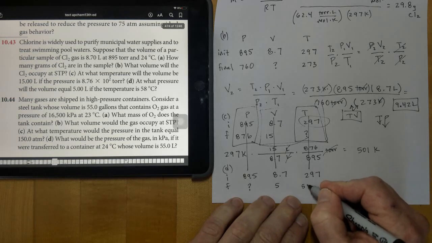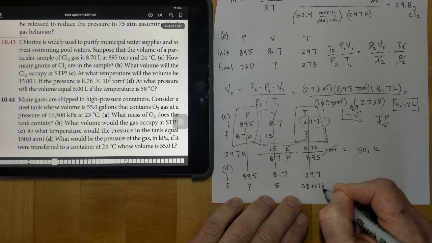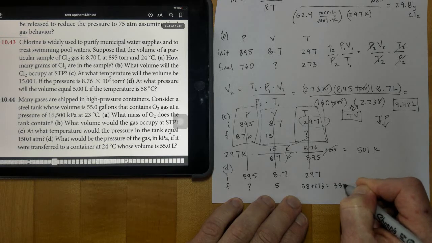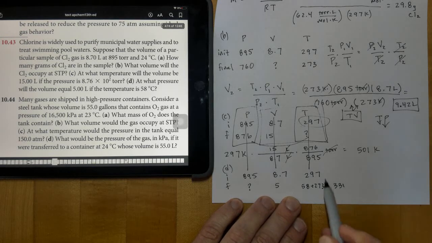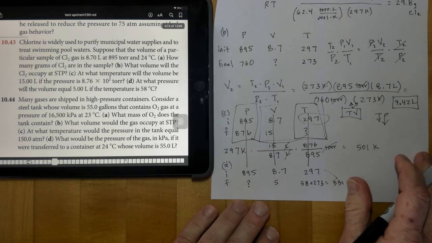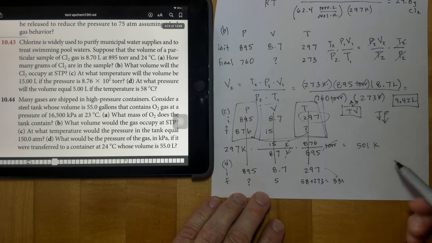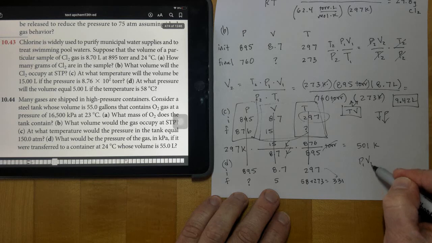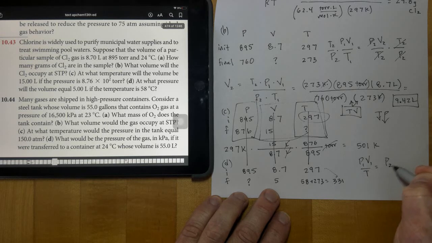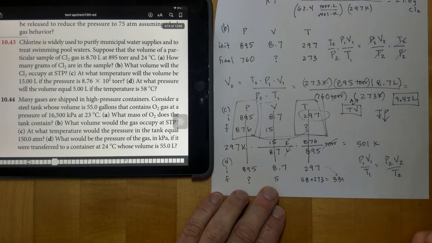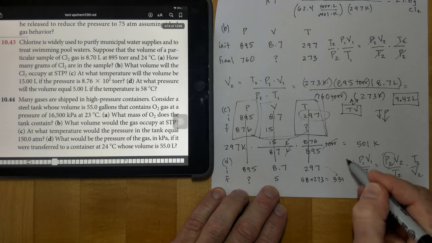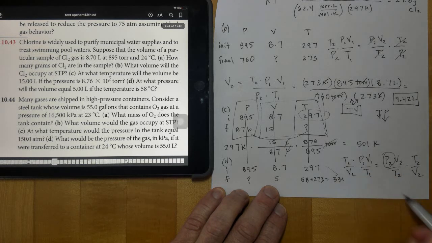58 plus 273, I believe, equals 331 Kelvin. So we're going to go up in temperature right here. So let's do P1 V1 over T1 is equal to P2 V2 over T2. And then let's solve for pressure number 2. So we'll multiply both sides by T2 over V2. So this side will be T2 over V2, like that. Notice how these cancel with each other.